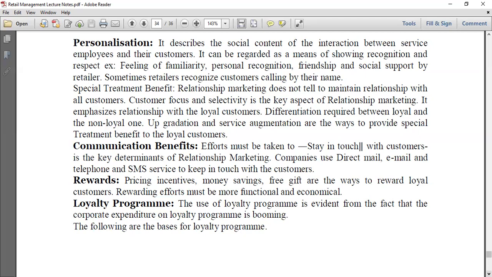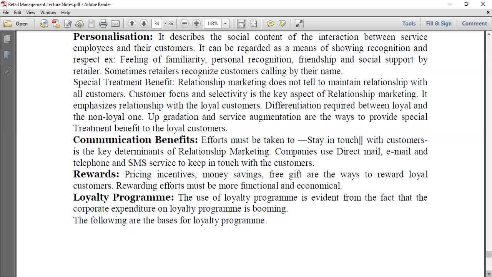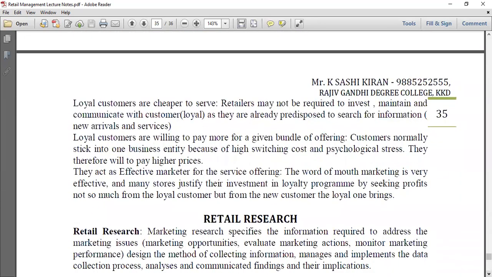Those points can be redeemed. Now, that's an example of rewards. The use of loyalty programs is evident from the fact that corporate expenditure on loyalty programs is booming. Loyal customers are cheaper to serve. Retailers may not be required to invest, maintain, and communicate with these loyal customers as they are already predisposed to search for information. And loyal customers are willing to pay more for a given bundle of offerings. So there are special incentives for the loyalty program.